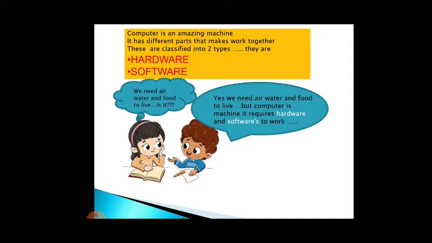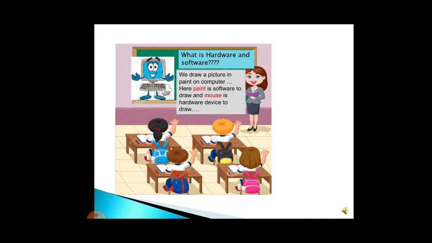So they are classified into two types. Normally they are classified as hardware and software. Yeah, she is asking here, we need air, water and food to live. Is it? Yes. We human beings need air, water and food to live. Similarly, even the computer needs hardware and software to work. So what is hardware and software?